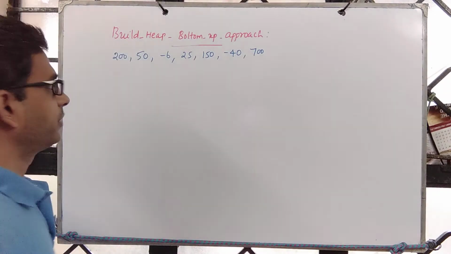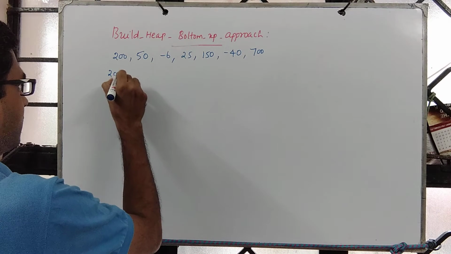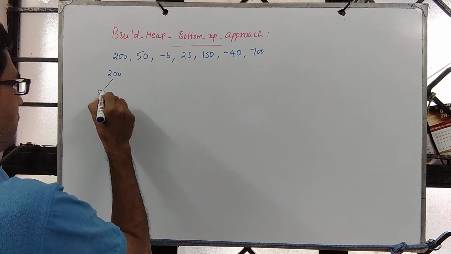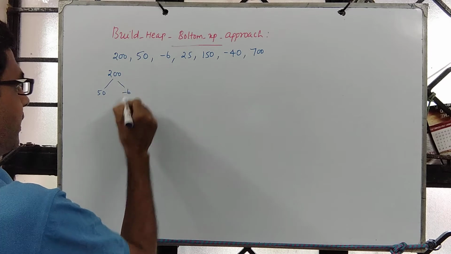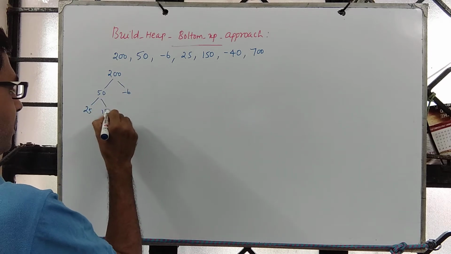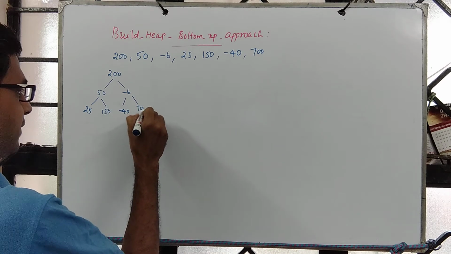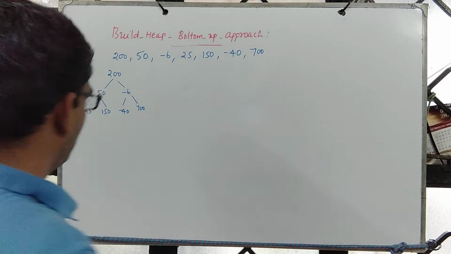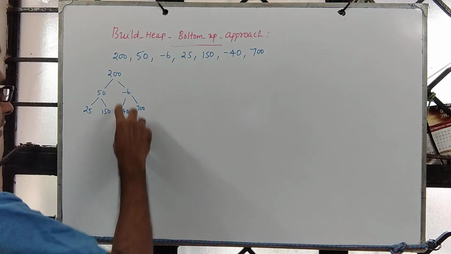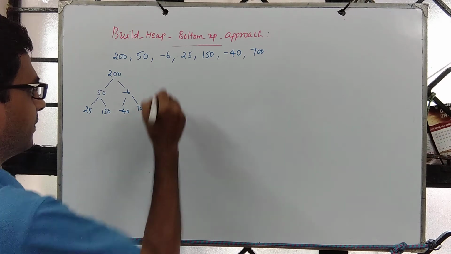Let us consider one more example. So our first approach is to construct a heap out of this: 250, minus 6, 25, 150, minus 40 and 700. Now what do we do? In bottom up fashion, we convert this heap into a max heap.